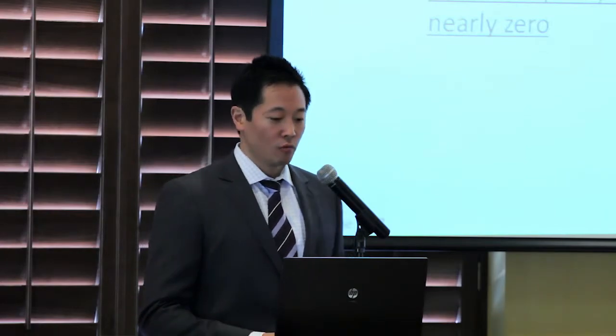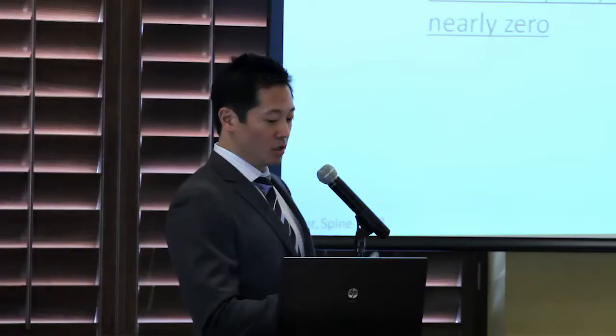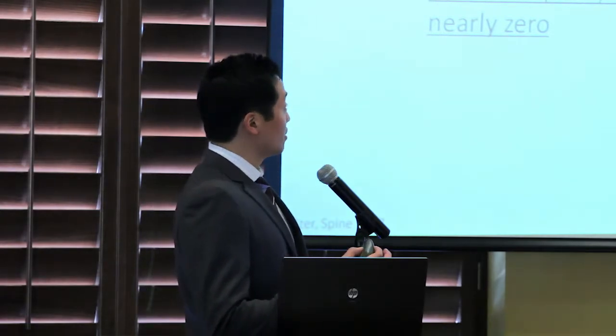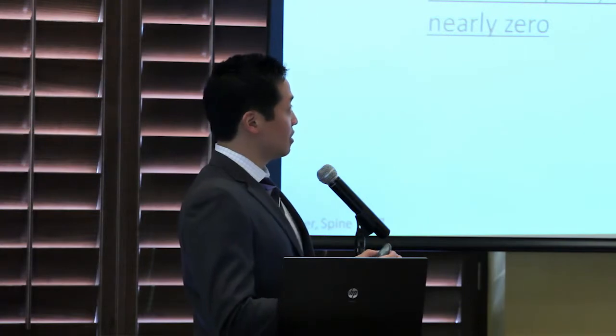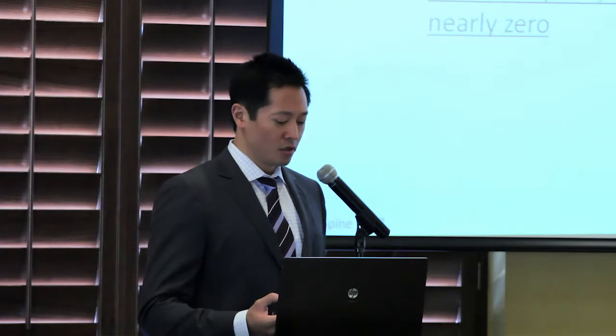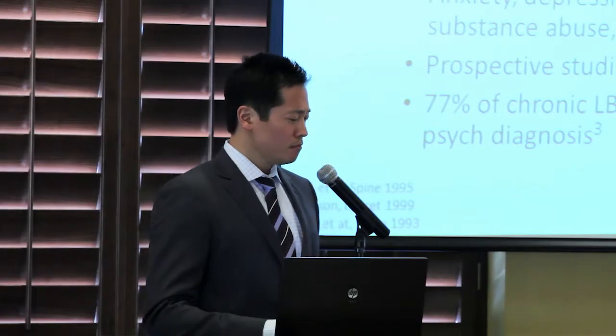So what is the natural history of low back pain? Well, most episodes of low back pain are short-lived and self-limiting. Most get better by 3 months. An important statistic, I think, for this audience anyway, is that patients who are disabled for more than 6 months have a less than 50% return to work rate, and those who are disabled for more than 2 years almost never go back to work. So this is why a lot of spine surgeons will really resist the urge to keep people out of work, because there's no structural reason why you can't go back to work. It's a pain issue, and as we all know, pain is more than just physical in origin.